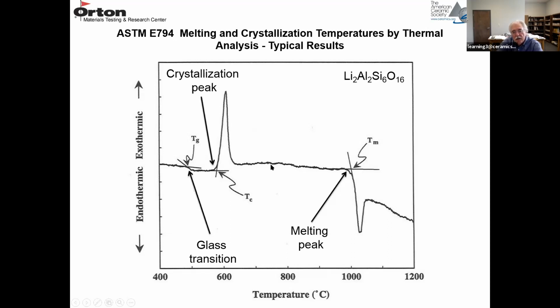And if you keep heating, at some point, that crystal is going to melt. You get an endothermic peak, and now you've changed either the heat capacity or the contact with the crucible, and now you have a lot of baseline drift. So there's an example of a glass transition, a crystallization peak, and a melting peak.